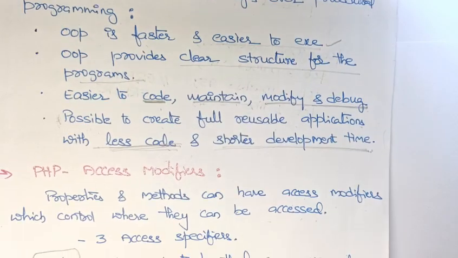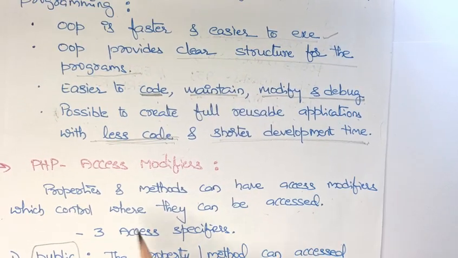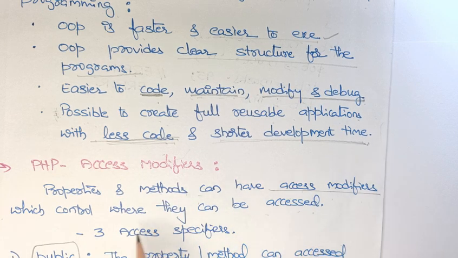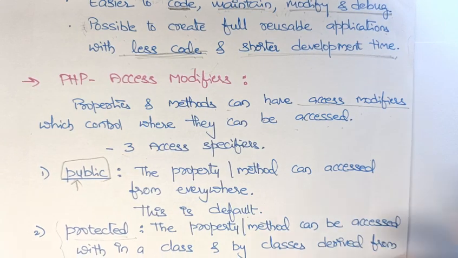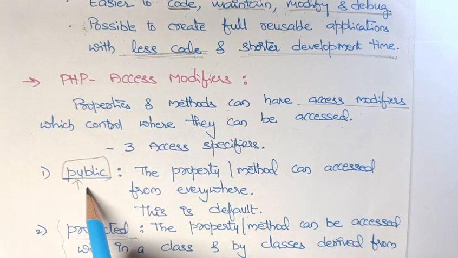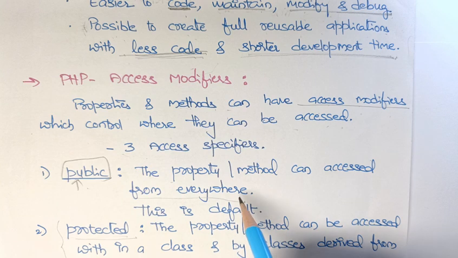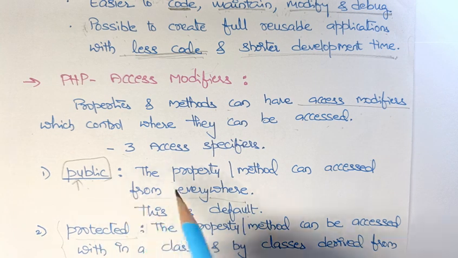Now we will see PHP access modifiers. Here the properties and methods, the functions and variables, can have access modifiers. There are three types of access modifiers: public, protected and private. As we know, public means this property can be accessed from everywhere. During the entire program, you can access these public variables and functions.